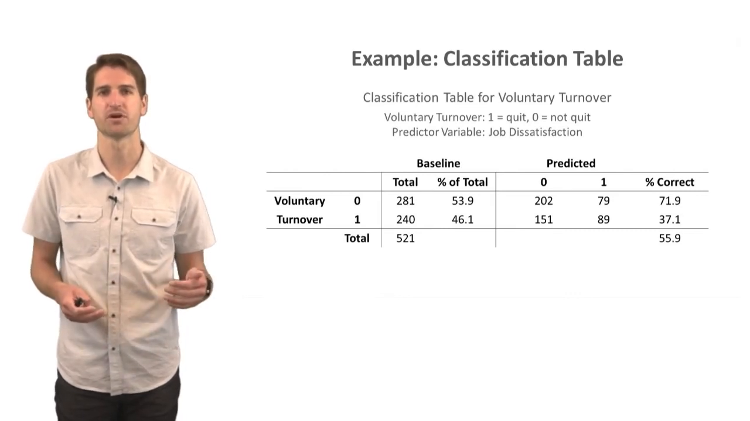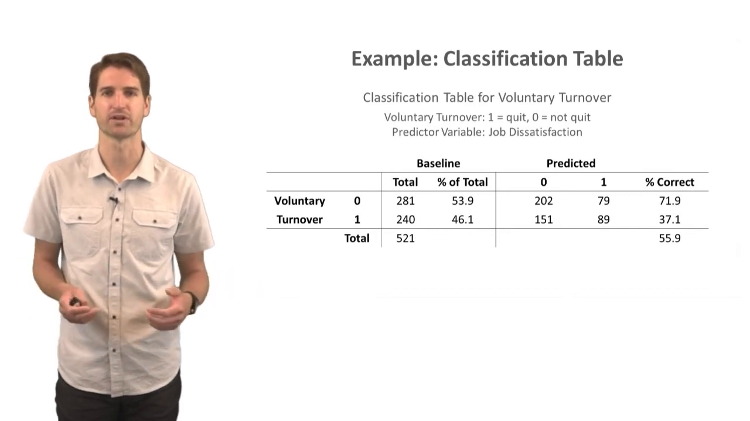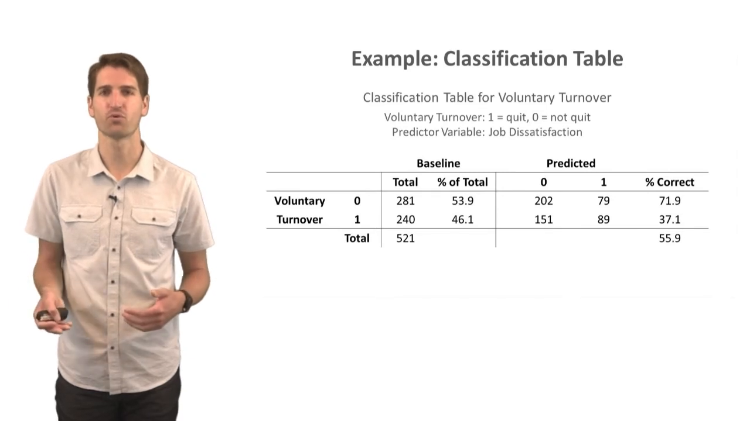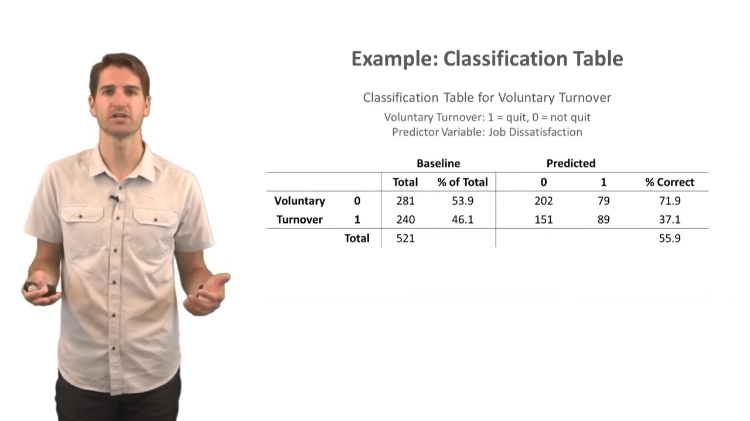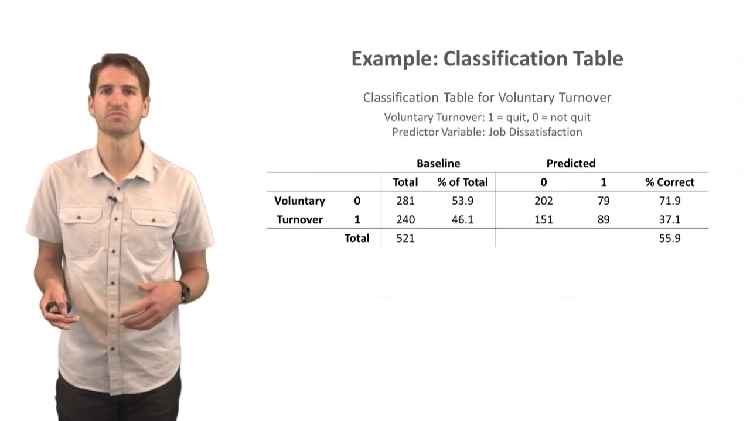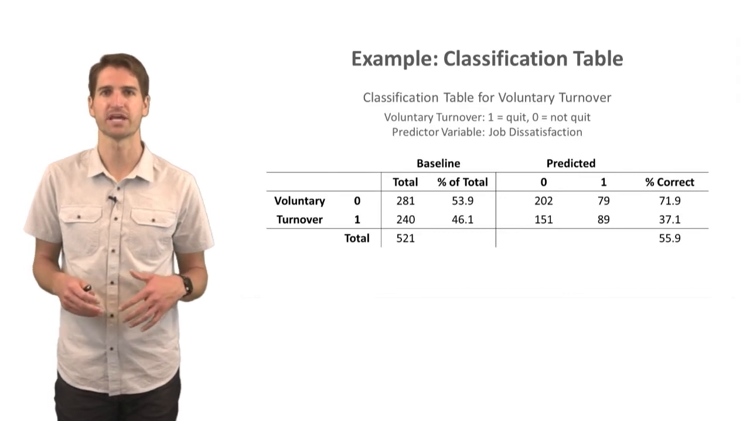Remember, 0 is not quit, and 281 people did not quit, meaning they stayed in the organization for whatever time period we're interested in. And we see 240 people actually quit the organization during this time period. So about 53.9% of people stayed and 46.1% of people left the organization.